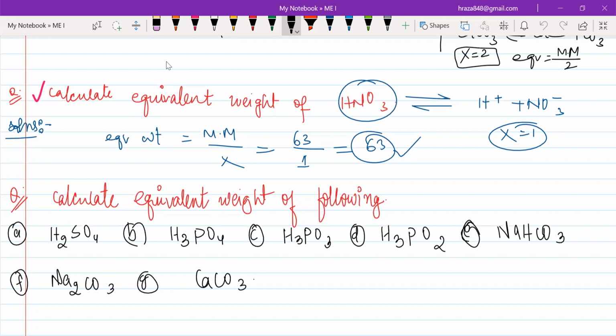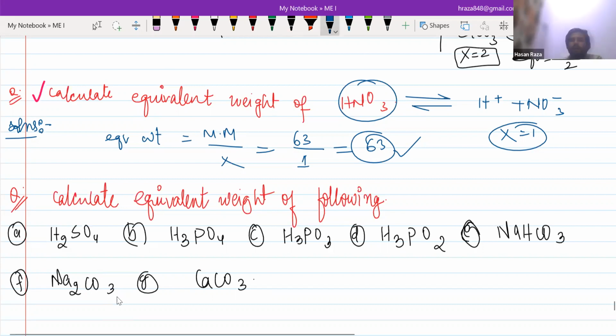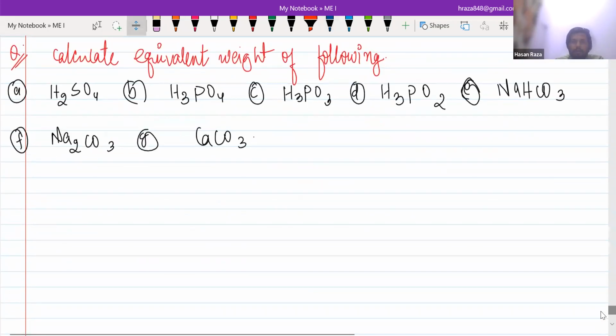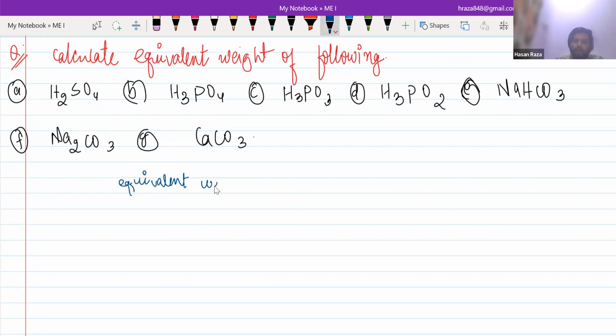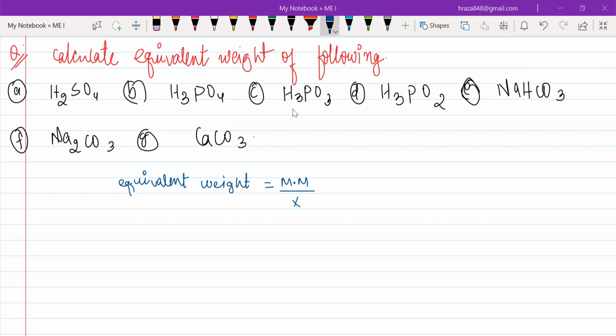Everyone done with this? You just need to calculate the value of n factor or valence factor. You know how to calculate molar mass, right? So equivalent mass, or equivalent weight, has a formula: molar mass upon x, that is also called n factor or valence factor. So you can easily calculate the molar mass, right?